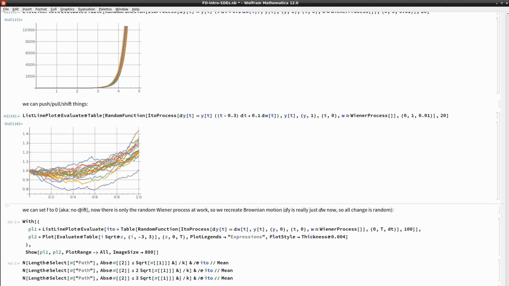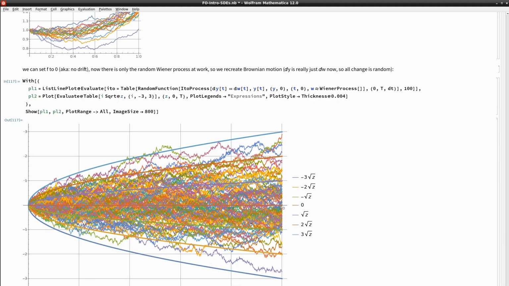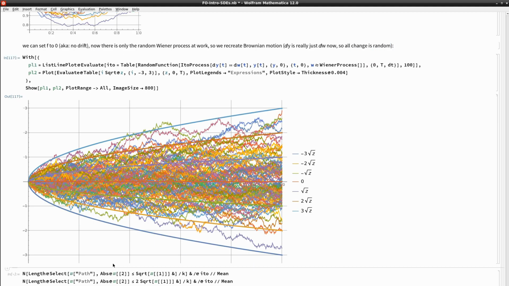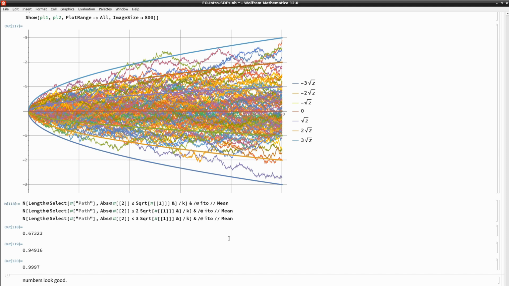We can set f to 0, that means we have no drift. And note that now there's only the random Wiener process at work. So what does that mean? We are basically recreating our Brownian motion or our Wiener process, because dy is really just dw now. So all the change in this is random, right? There is no deterministic part in it. So let's plot this function. You see that in our differential equation here, there's only a Wiener differential. There is no dt, right? So we have no deterministic part in it. So all change is random. So we get this picture again that we had before, and I like to verify these numbers just to see if we made a mistake.